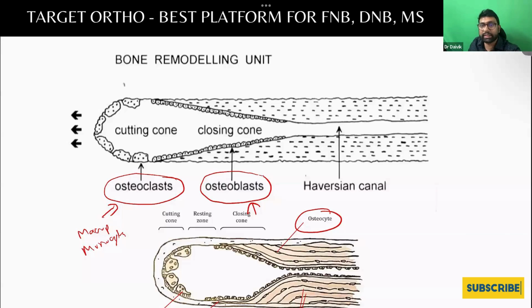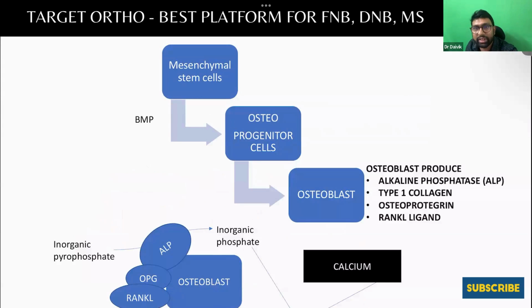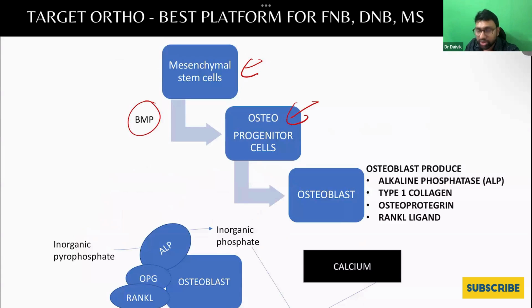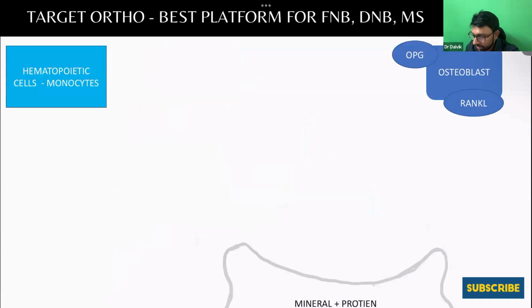Okay, no one is answering this, so we'll move ahead. These are things I've already covered in basic sciences. So this is how an osteoblast is formed from a mesenchymal stem cell. With the help of BMP, osteoprogenitor cells are formed, which later give rise to osteoblasts. And along with that, they produce alkaline phosphatase, type 1 collagen, osteoprotegerin, and RANK ligand. I won't go into the detail of the slide, but understand that mesenchymal stem cells are the origin of an osteoblast. Similarly, osteoclasts are formed from hematopoietic stem cells, monocytes.